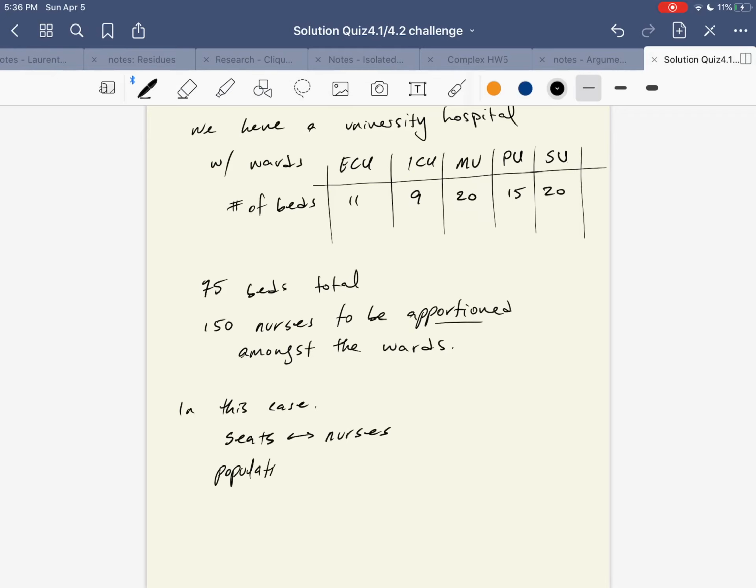Population is the number of beds now, because our states are our wards. So we have 5 states, and the population of those states is the number of beds they have in them, and we're apportioning the nurses. We're apportioning the nurses based on the number of beds. States are wards.